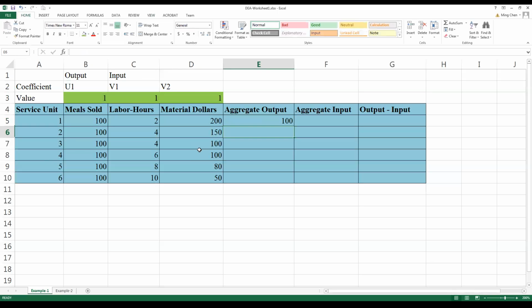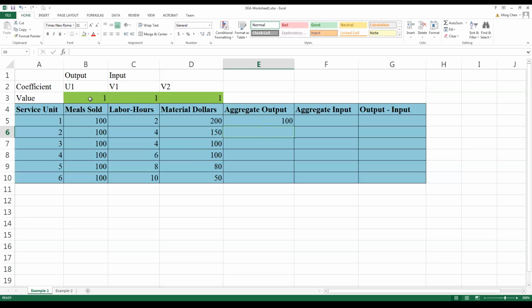Then I can do this for the second one. For the second service unit, what is the aggregate output? The aggregate output should be the coefficient value times the corresponding output, which is 100. Okay, so this number times this number. What about service unit 3? It will be the coefficient value times the corresponding output, this number.